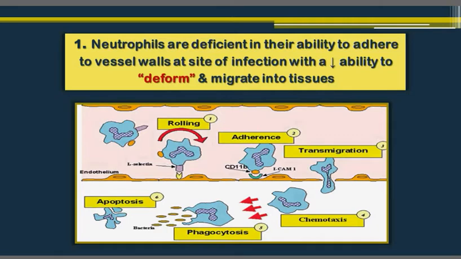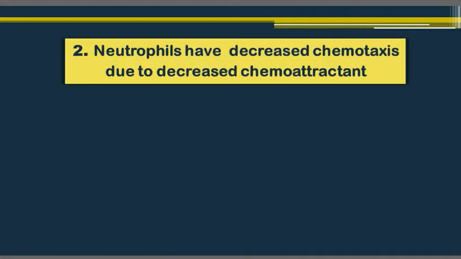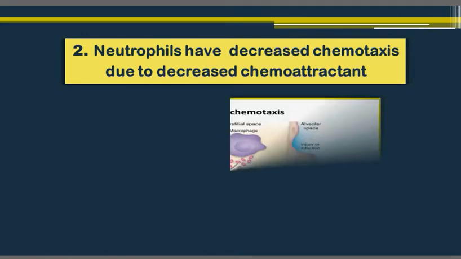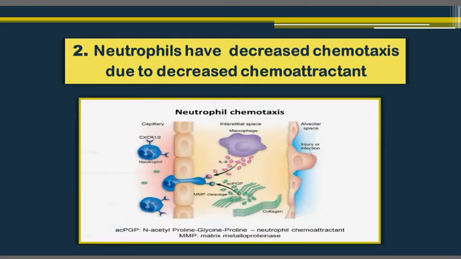So when there is a defect in the adherence and in the transformation of itself, changing its shape, this first step will be defective. The second is that the neutrophils have decreased chemotaxis due to decreased chemoattractant. So even when the transmigration of the neutrophil happens, outside the circulation to the tissue, as you see here, the process of chemotaxis will be defective.